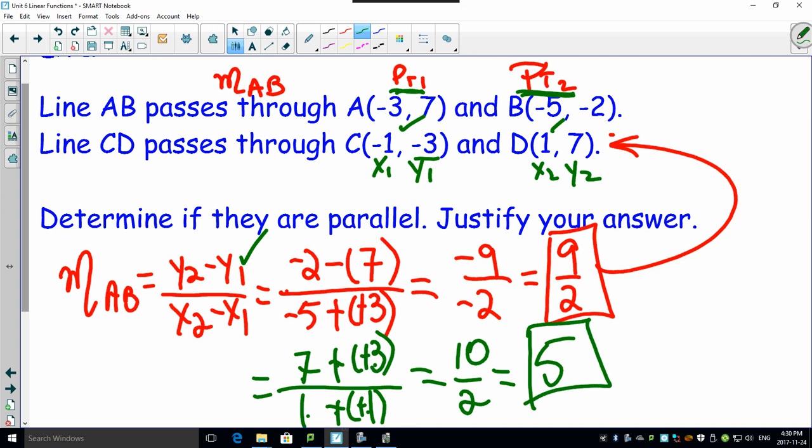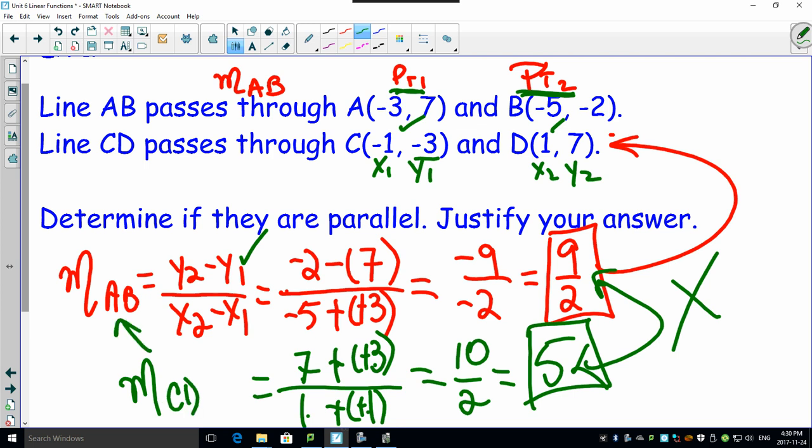So guess what? These aren't identical at all. Which tells you right away these are not parallel. They are definitely of a different slope. Slope of CD does not equal the slope of AB. They're not parallel, and everything's cool. If they were parallel, those two slopes should be equal.